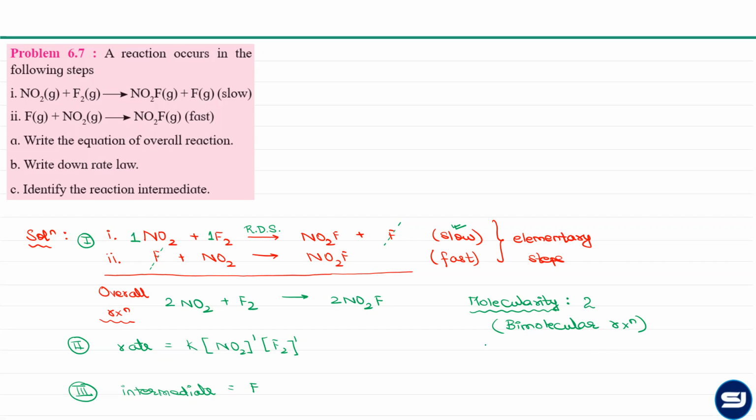So through this example, the concept of RDS, elementary reaction, overall reaction, writing the rate law, identifying the intermediate, concept of catalyst, and molecularity, everything gets covered up. Clear?